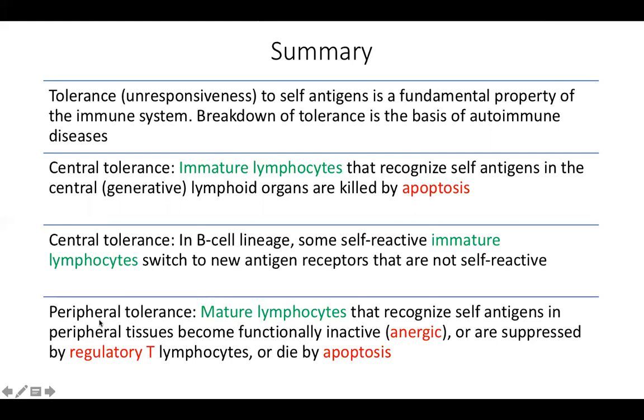Peripheral tolerance applies to mature lymphocytes which have escaped central tolerance and recognize self-antigens. There are three mechanisms: either they become functionally inactive, anergy, or they are suppressed by T regulatory cells, or they die by apoptosis. In the next lecture, we'll focus on what happens if this tolerance is breached and it leads to an autoimmune condition. Okay, thank you so much.